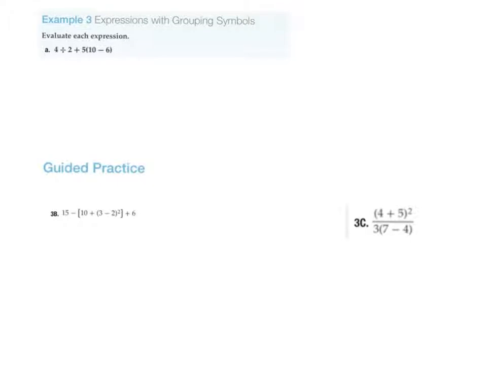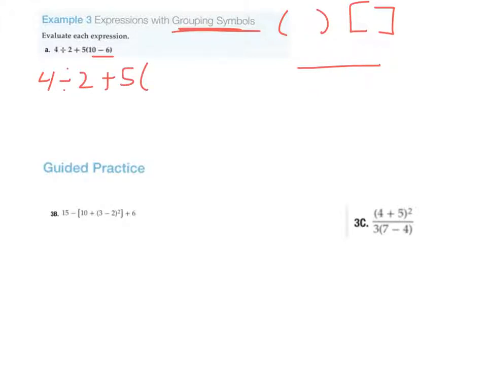For doing PEMDAS with grouping symbols, there are lots of types of grouping symbols. There's parentheses, there's brackets, there's also a division line. All of those are grouping symbols. So I'm looking here, I'm going to do this part first. So I end up with 4 divided by 2 plus 5, and I do what's in the parentheses, which gives me 4. Parentheses, when there's no numbers inside, actually means multiplication. So if I do my division, then my multiplication, because I'm doing things left to right with multiplication and division, I end up with my answer of 22.